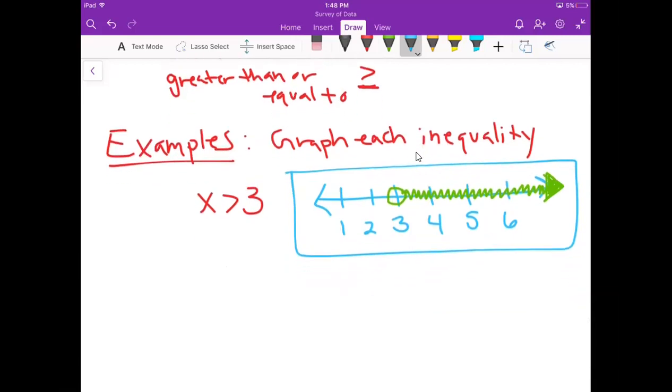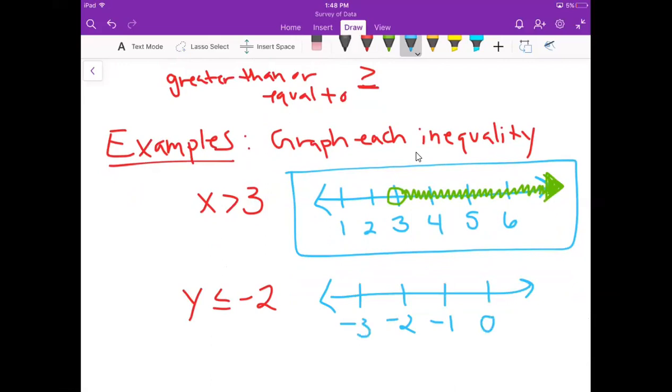Okay, so let's look at an example with one of those less than signs, and let's also throw the equal to in. So now I'm going to use the variable y, and we're going to make that variable less than or equal to -2. So again, I want a number line set up over here that has -2 in it somewhere and numbers around it. So if I go to the right of -2, I get to -1 and 0. If I go to the left, I get to -3 and so on.